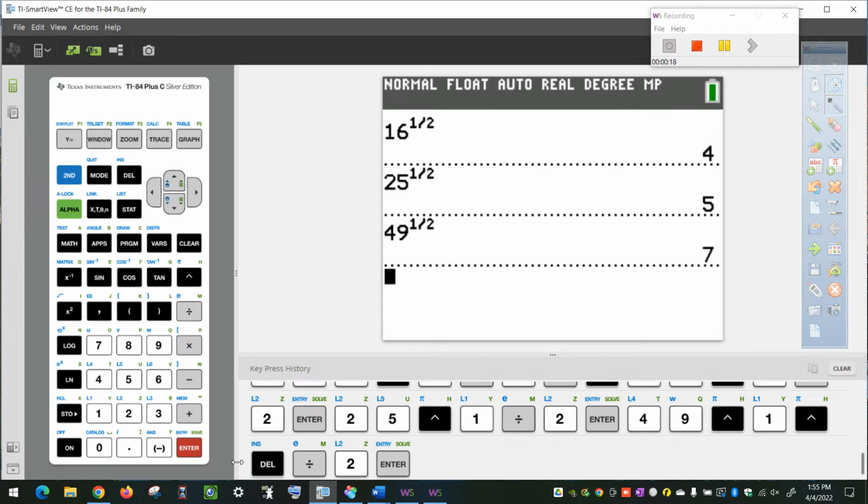So what do you notice here? What seems to be happening with the numbers? What's the connection? Akira? Yeah, it's really just the same thing as taking the square root of 16, which is 4. The square root of 25 is 5. And the square root of 49 is 7.